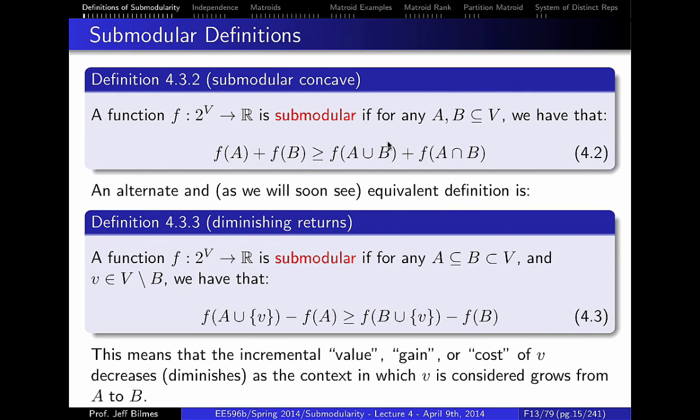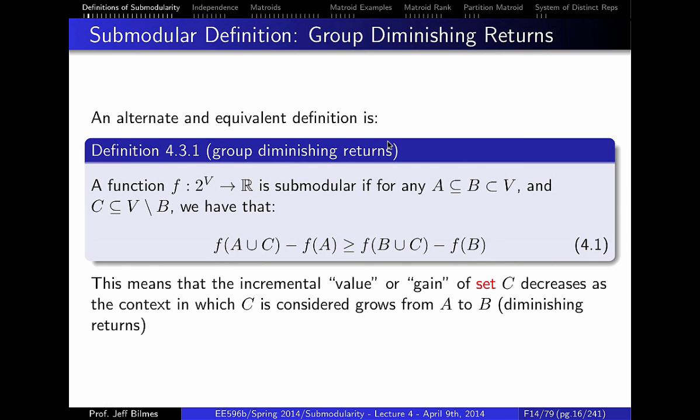So we have these three different definitions of submodularity. The submodular concave property, which is defined in this way. We have the diminishing returns property, and what, at least in this class, we're calling group diminishing returns, which is basically the diminishing returns property but applied to a group of items C rather than a singleton item.